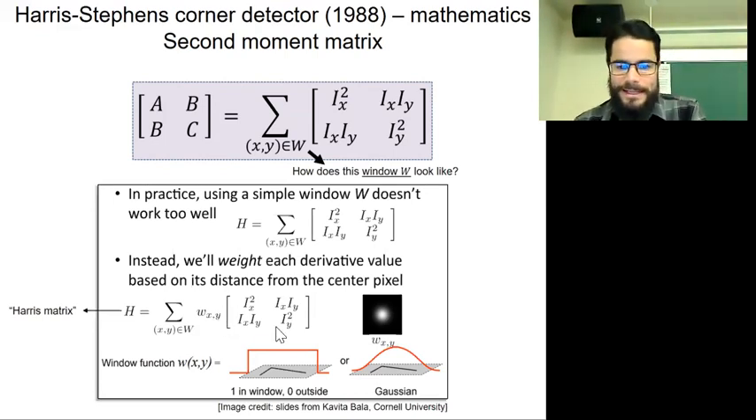When you multiply this second moment matrix with this Gaussian kernel or box filter, for example, this is what we call the Harris matrix.